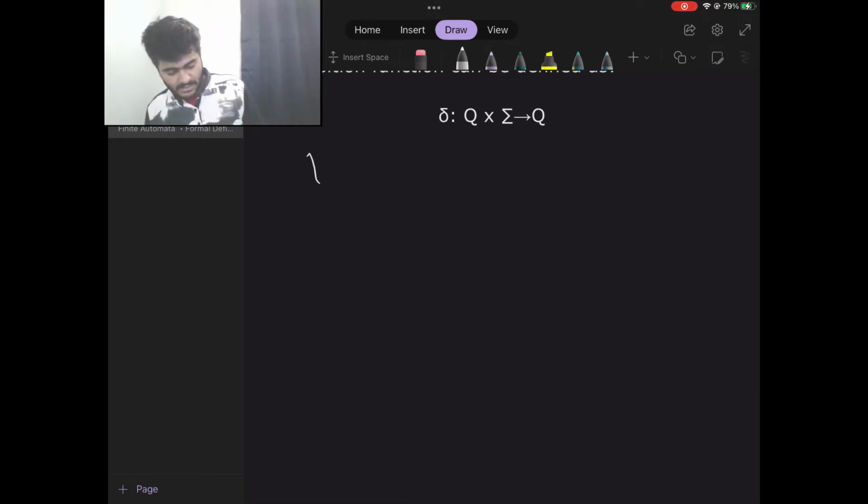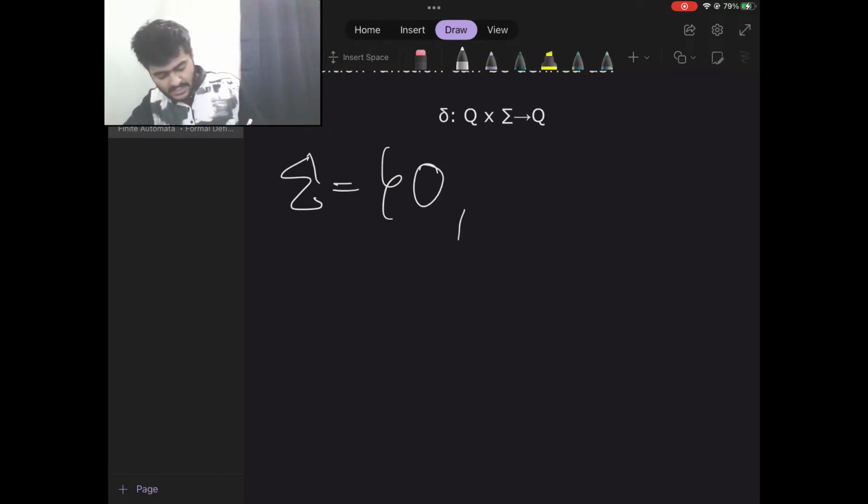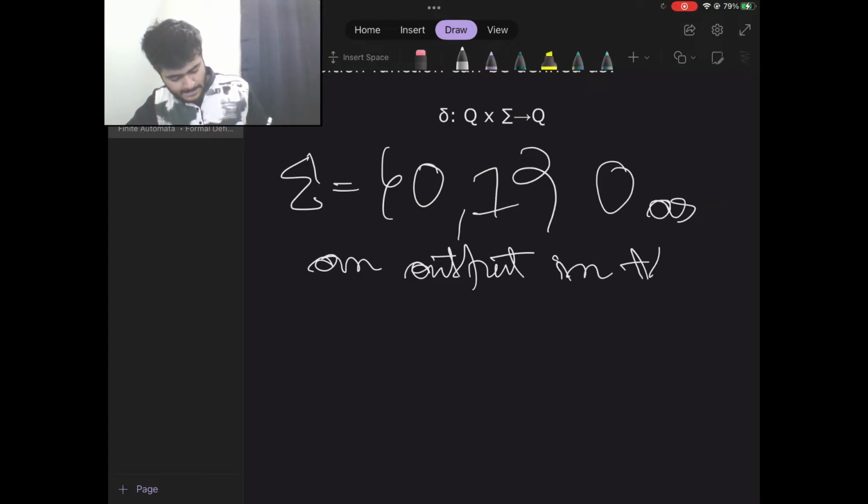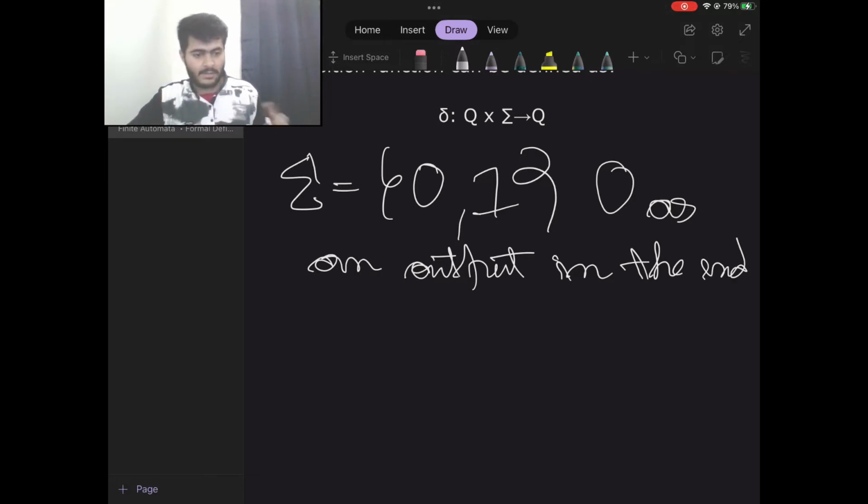Now let's take an example for the DFA. Let's take a DFA where our given inputs are 0 and 1, and we have to build a DFA that gives us 0 as an output in the end.